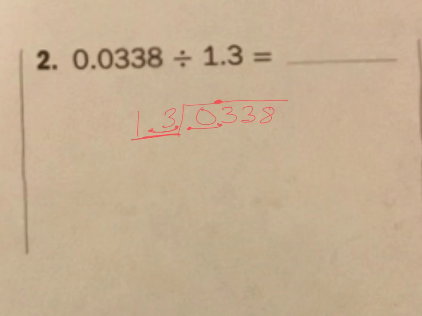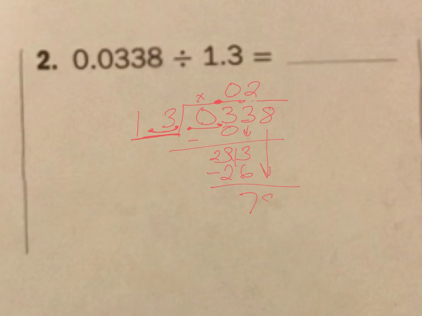So now, how many times does 13 go into 0? It doesn't. How many times does 13 go into 3? 0 times. 0 times 13 is 0. Subtract that out, it's 3. Bring down my 3. Now I have 33. How many times does 13 go into 33? I would say 2. 3 would be too many. 2 times 13 is 26. Subtract that out. You get 7.